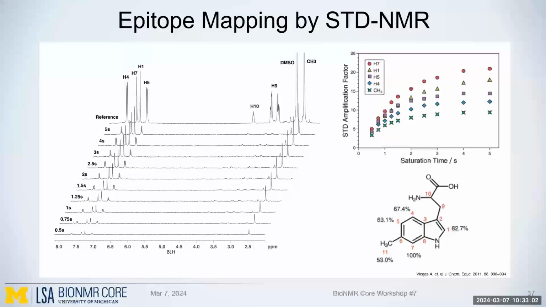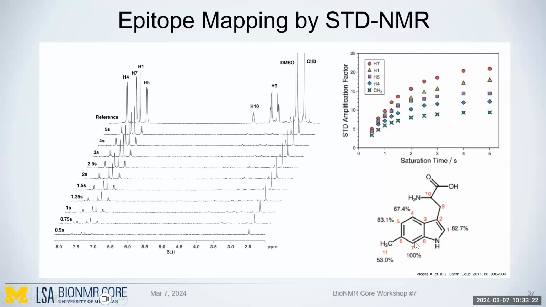So we can set the relative STD of proton 7 to 100%, and you can put it onto the structure of the small molecule. And this is followed by proton 1, proton 5, and proton 4, and the methyl group. So we can calculate the relative STD accordingly, and now map onto the structure of the small molecule.